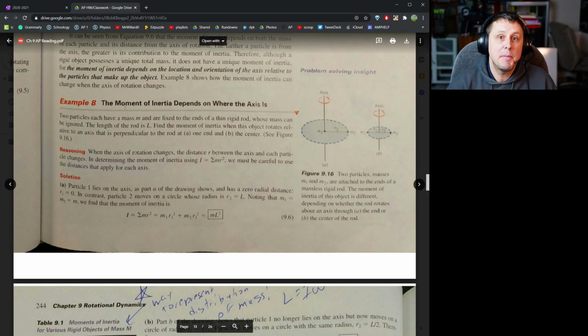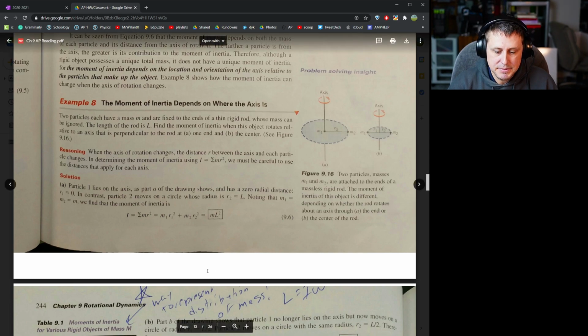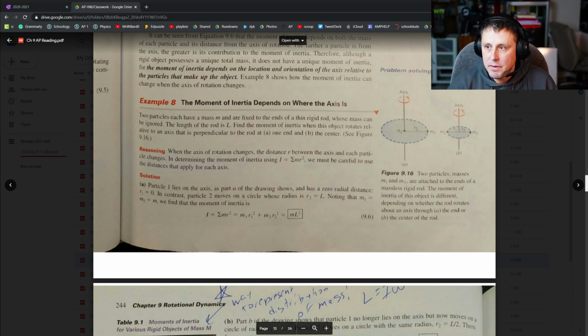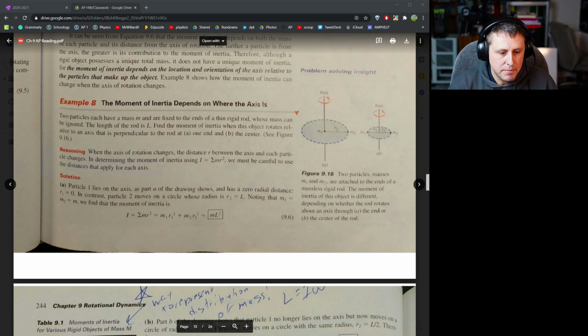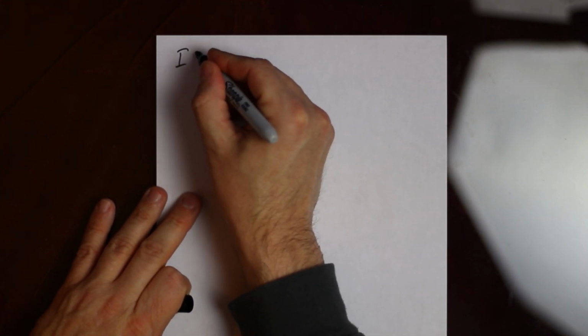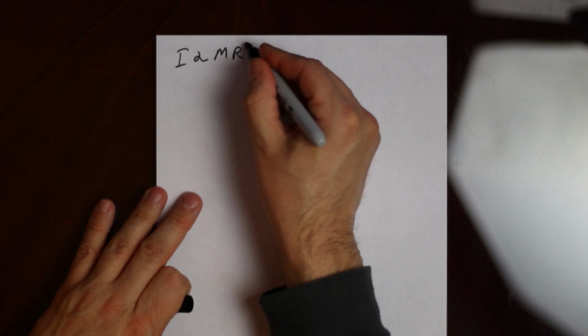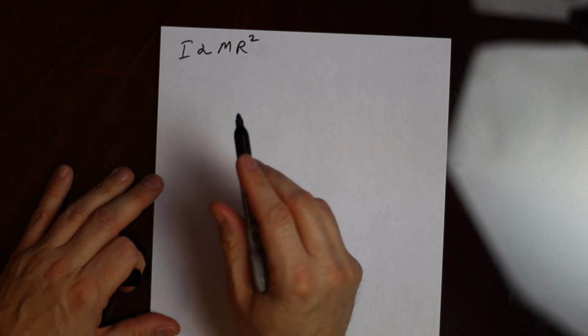You should spend some time with example problem 8, but the big thing that comes out of example problem 8 is that I is proportional to mr squared. And they're using L in there, which is perfectly fine, okay? But the big idea you need to get out of that is that I has to do with the mass of the object and the distance it is from the point it's rotating about, squared, okay? And that's the thing you're actually responsible for.